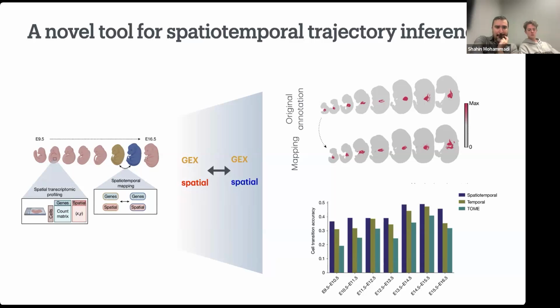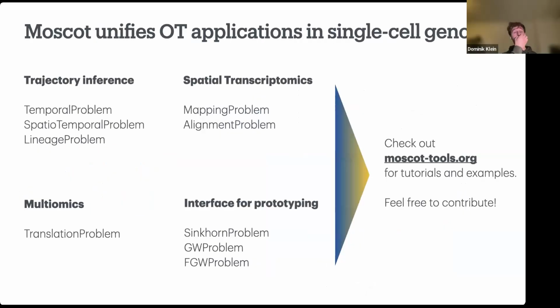Thank you. Cool. Nice. So that's actually a good timing because we're going to have 10 minutes for an outlook. So moscot unifies optimal transport applications in single-cell genomics in general. So we have the tools for trajectory inference. We have the temporal problem, which we saw, the spatial temporal problem, which just adds a spatial prior. We also have the lineage problem, which has a prior for lineage barcoding data. It's a different manuscript by Marius Lange as well, but we implement it in moscot.